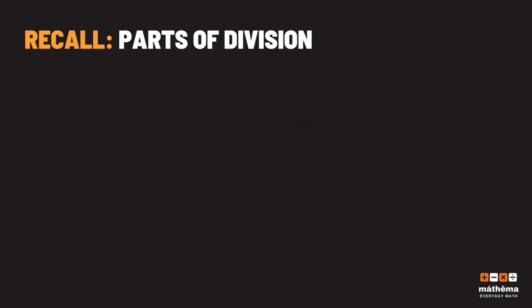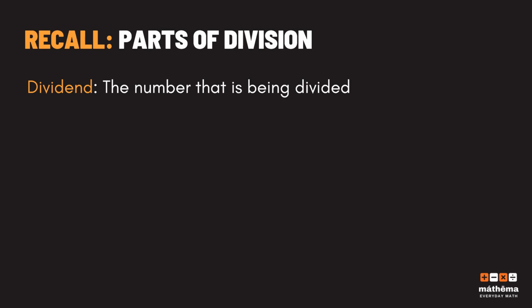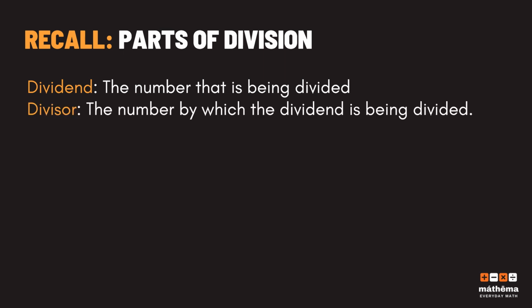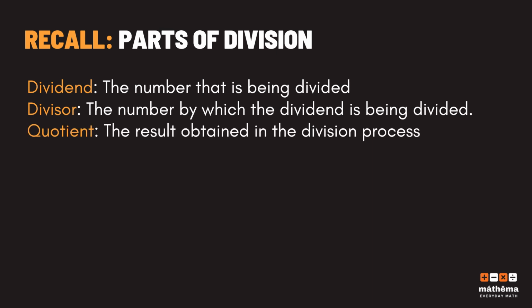To start, let us try to remember the different parts of our division process. First, we have the dividend, the number that is being divided. Second, the divisor, the number by which the dividend is being divided. The quotient, the answer or the result obtained in the division process, and lastly, the remainder or the leftover.